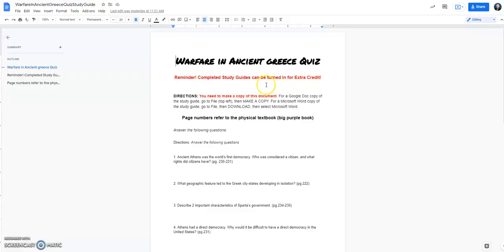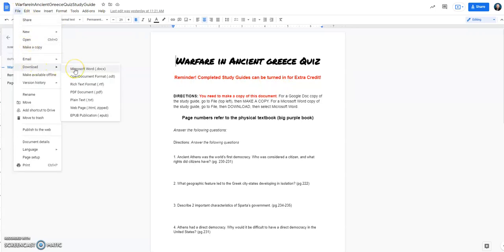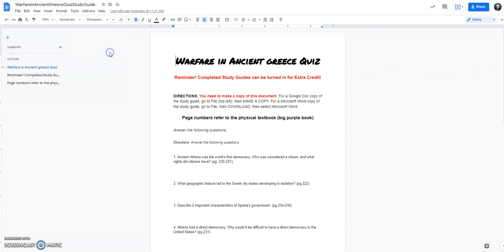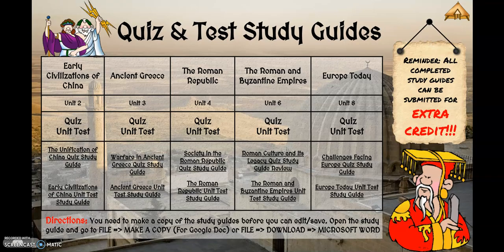Next, if you prefer a Microsoft Word version of the study guide, you can go to File, Download, Microsoft Word. This will download a copy of the study guide to your computer as a Microsoft Word document. Then you will be able to open up the document, type in it, and save it just like you would any Microsoft Word document. You can use whichever version of the study guide you want, Google Docs or Microsoft Word. Just remember that completed study guides can be turned in for extra credit, so don't forget to send me your completed study guide. All right, let's get to the questions.